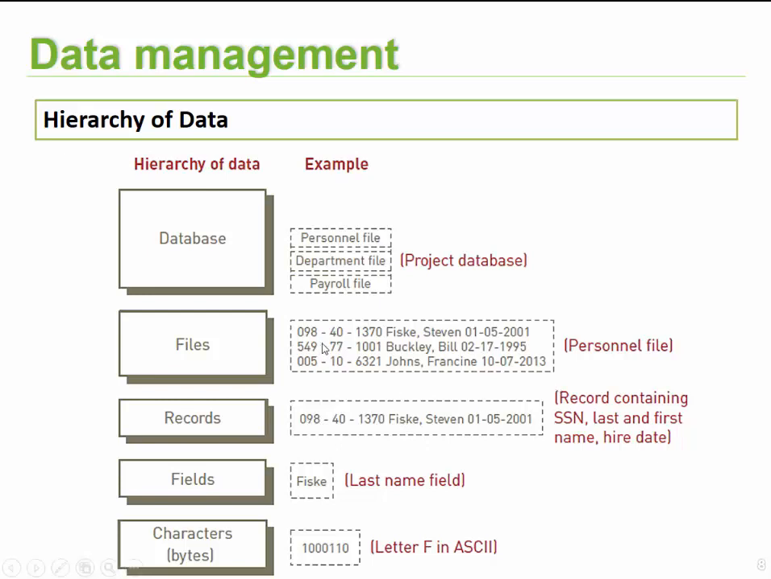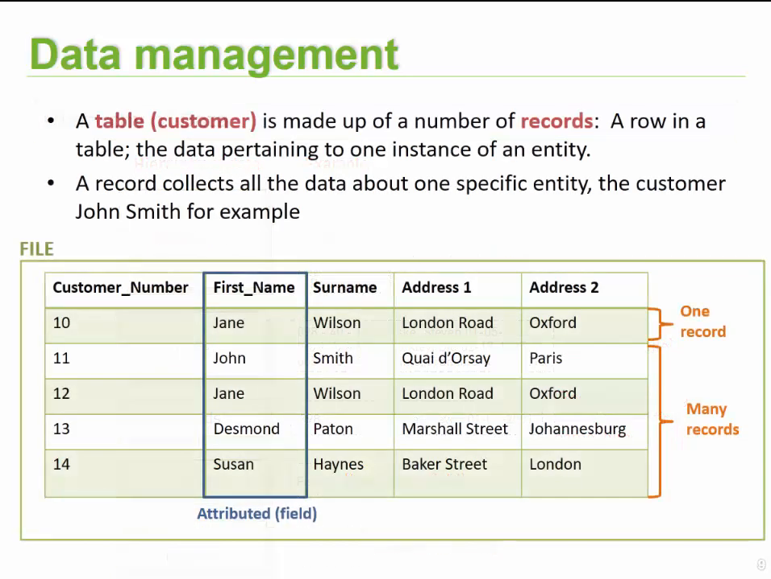A set of records is known as a file, in this case a personnel file. And then if we've got multiple files, now it's known as a database. So we might have a personnel file, a department file, as well as a payroll file. So these are the basic building blocks that we need to know of. Now let's take it to the next level.